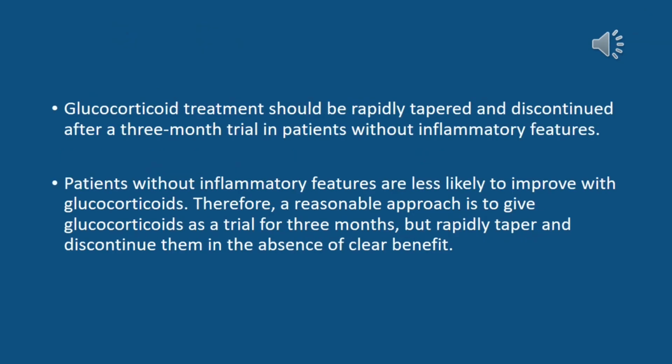Glucocorticoid treatment should be rapidly tapered and discontinued after a 3-month trial in patients without inflammatory features. Patients without inflammatory features are less likely to improve with glucocorticoids. Therefore, a reasonable approach is to give glucocorticoids as a trial for 3 months, but rapidly taper and discontinue them in the absence of clear benefit.